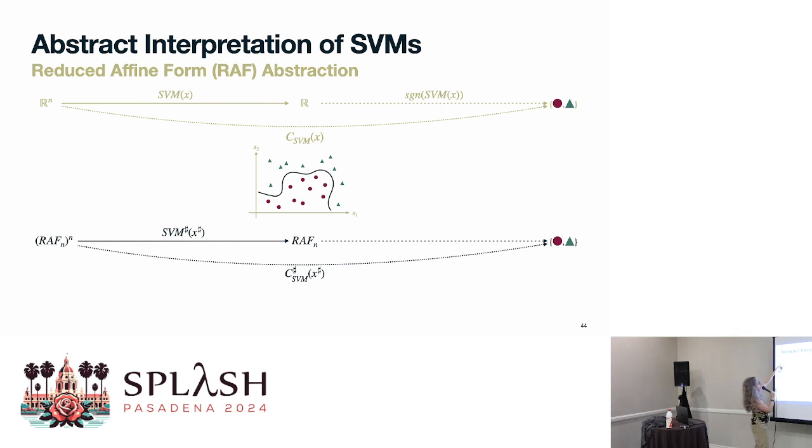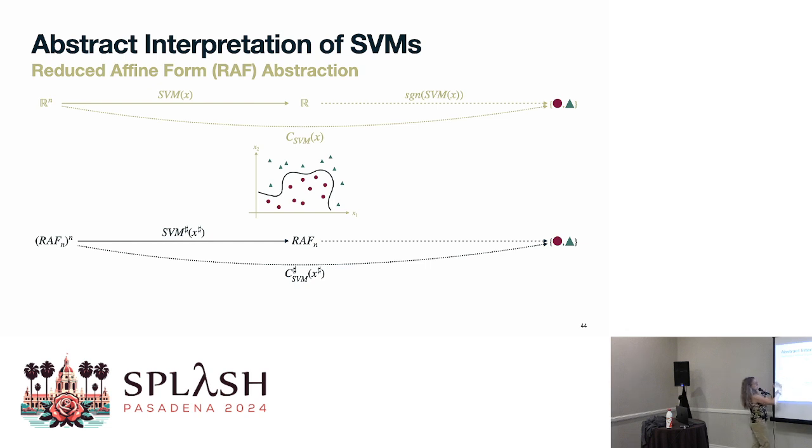So this is the SVM, or at least, let's say, an SVM takes a vector of real numbers as input. It does the computation that gives a real number as output. It applies the sign function, and then it classifies into a circle or a triangle, let's say. This is for binary classification. We can do more, but binary classification is the simple case.